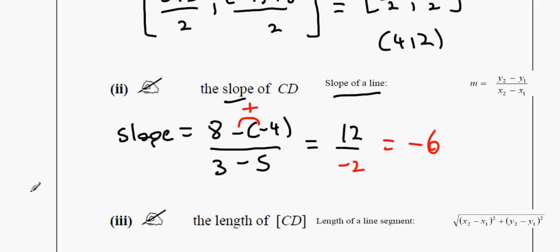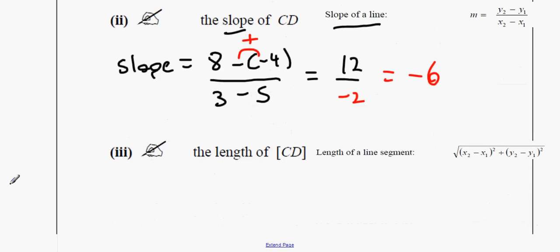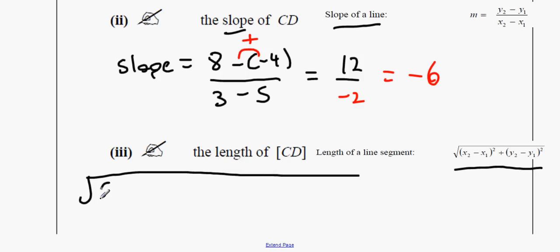Okay, the next question, we're on the length of CD. Once again, we're just going to use the length formula here. So what we're going to get is the square root of x2 minus x1. x2 is 3, x1 is 5. So that's going to be 3 minus 5 squared plus 8 minus 4 squared.